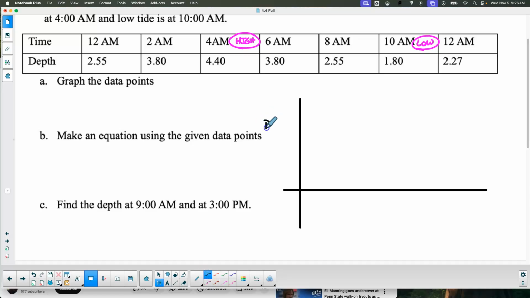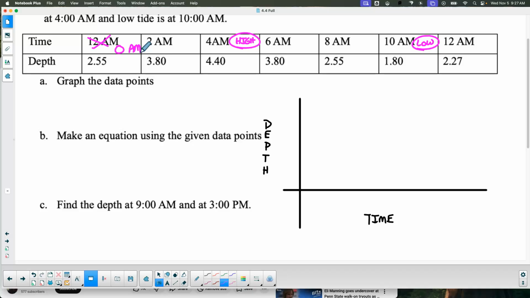We would have depth here, and we would have time here in hours. I'm going to also make the executive decision to switch to military time, so that this would be 0 a.m. instead of 12 a.m. Which would make midnight then be 24. Because it would be the 24th hour. So 0 to 24.